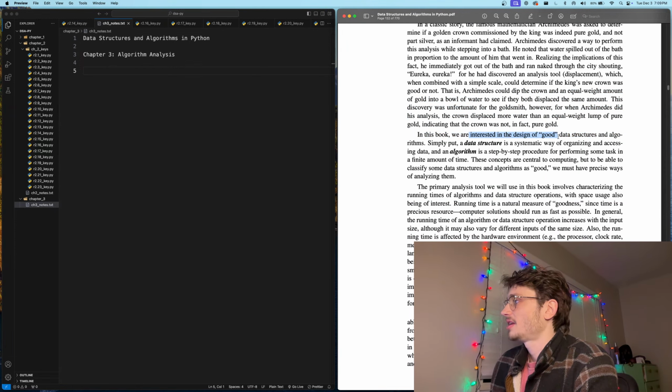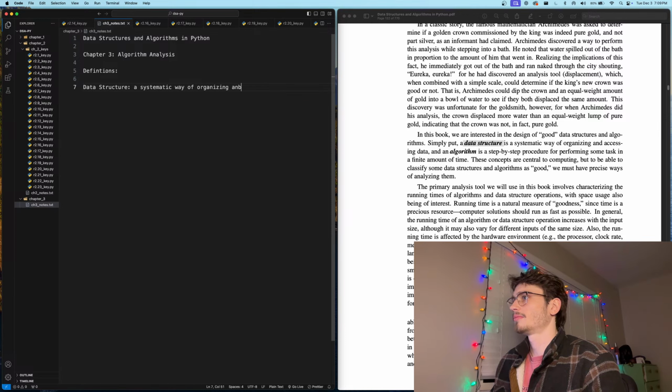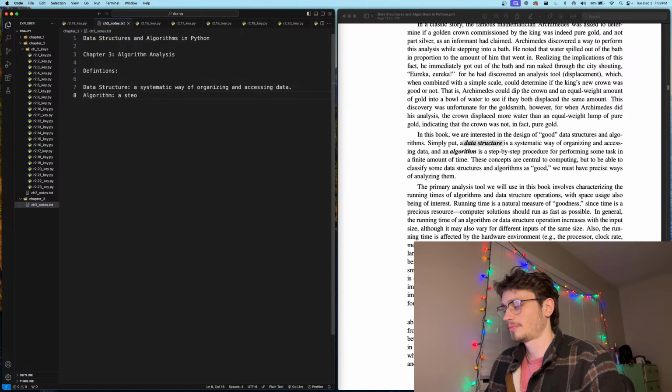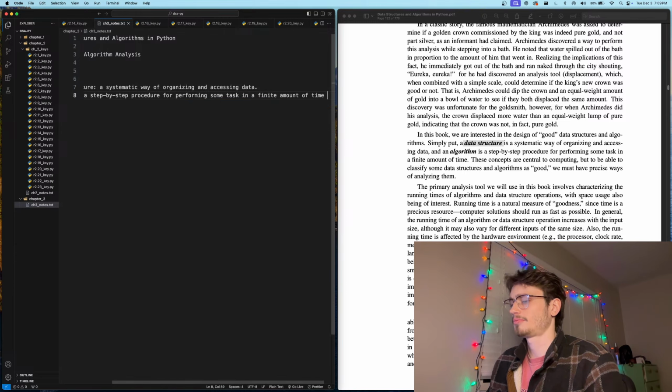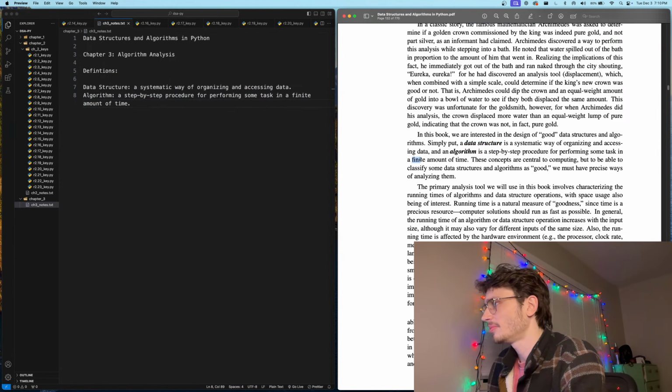In this book, we are interested in the design of good data structures and algorithms. Put simply, a data structure is a systematic way of organizing and processing data. And an algorithm is a step-by-step procedure for performing some task in a finite amount of time. Okay, so not infinite, but a finite, a certain amount of time.